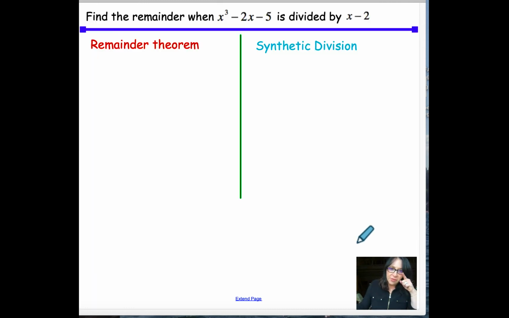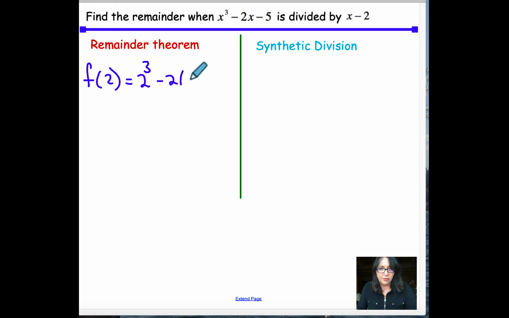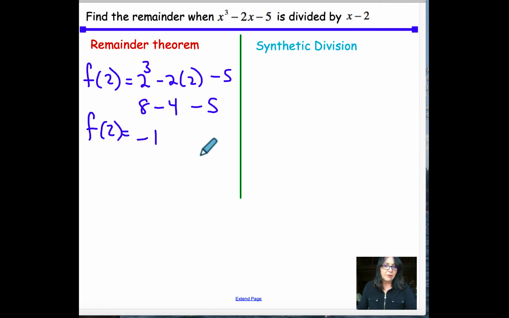So this is saying find the remainder using the remainder theorem and using synthetic division. The remainder theorem is just saying this. F of 2 is equal to 2 to the third power minus 2 times 2 minus 5. So this is saying 8 minus 4. 8 minus 4 is 4. And then 4 minus 5 is negative 1. So this is the remainder theorem. The remainder theorem is saying, hey, negative 1 is a remainder. That's what it says. Synthetic division does this for you.